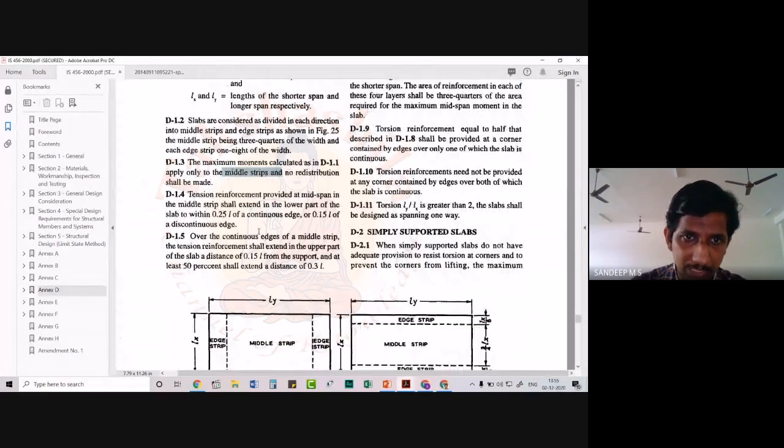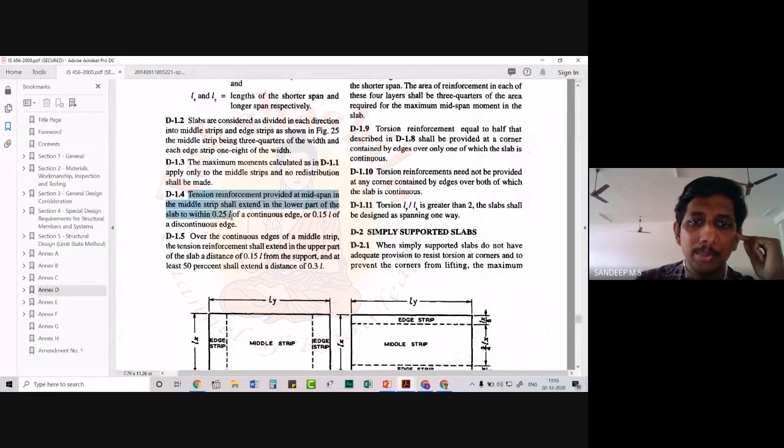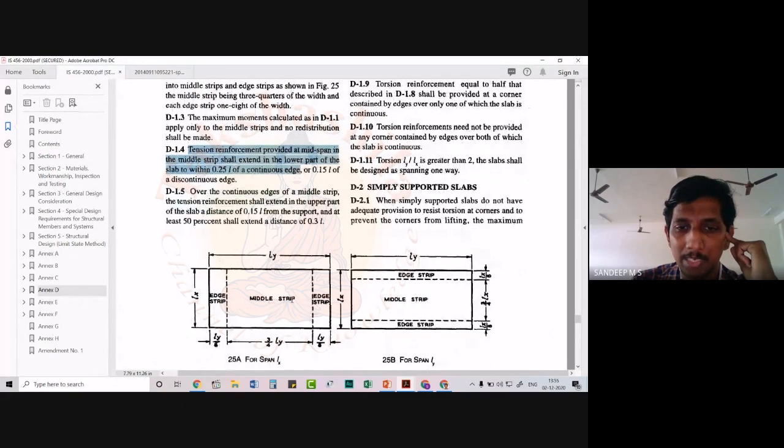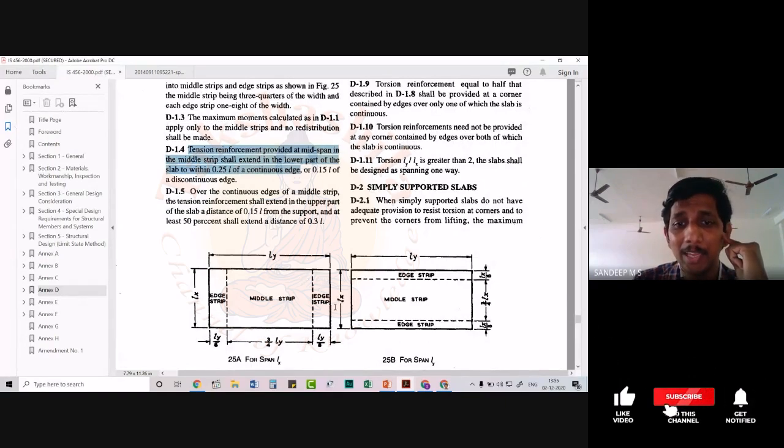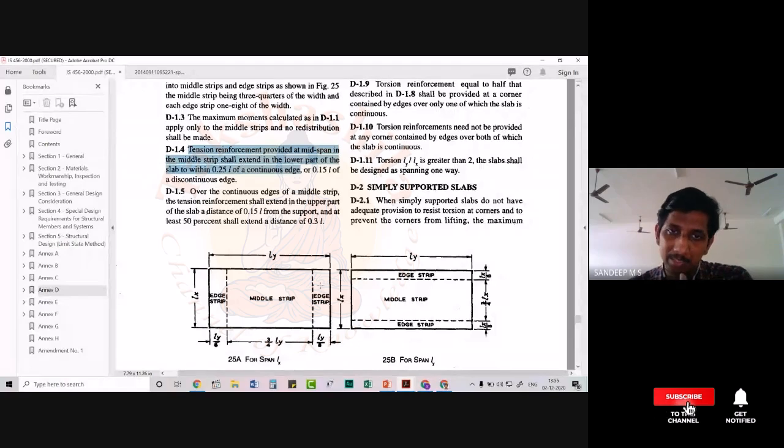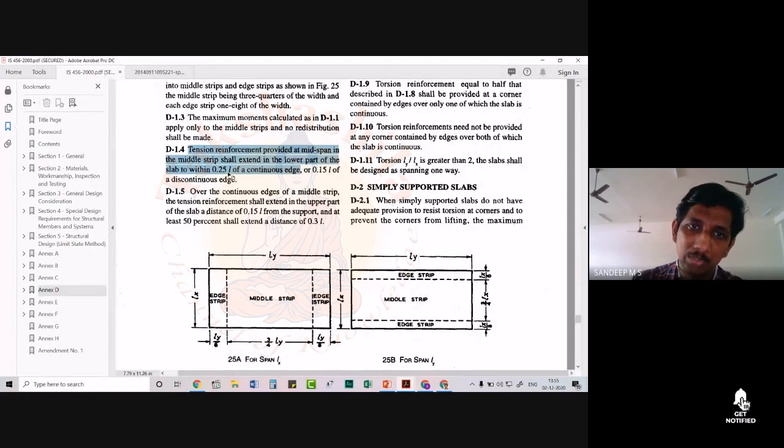This one also we have seen. Now D1.4, let's see what we are having there. Tension reinforcement provided at middle span in the middle strip shall extend in the lower part of the slab to within 0.25 L of a continuous edge. So basically what we mean is, we will be having some reinforcement we design in the middle strip, and this should actually be extended to the edge strips through a length equal to 0.25 times Lx or Ly, depending on the direction which we are designing, for a continuous edge.